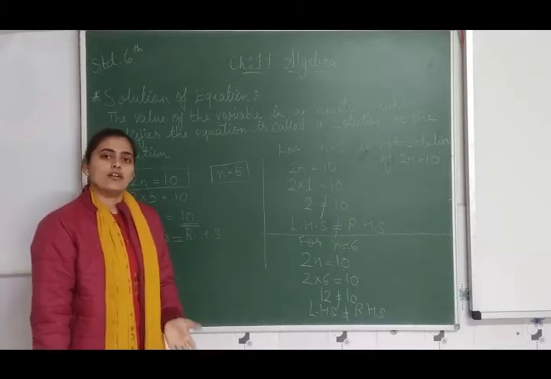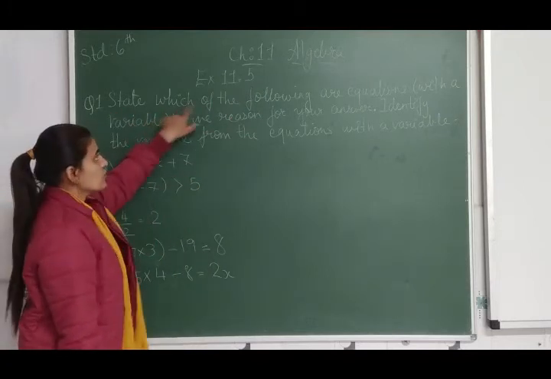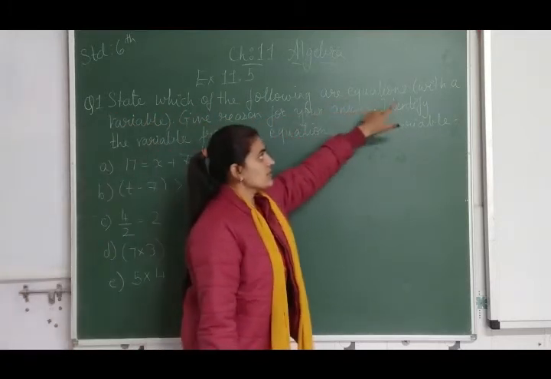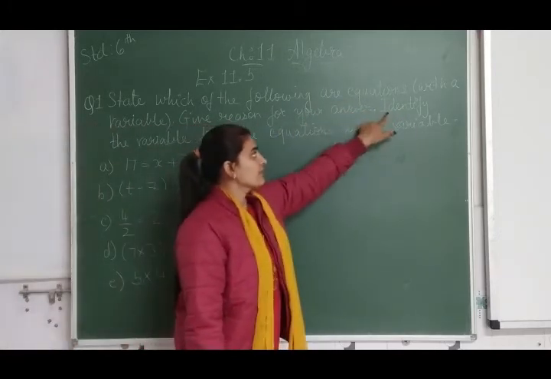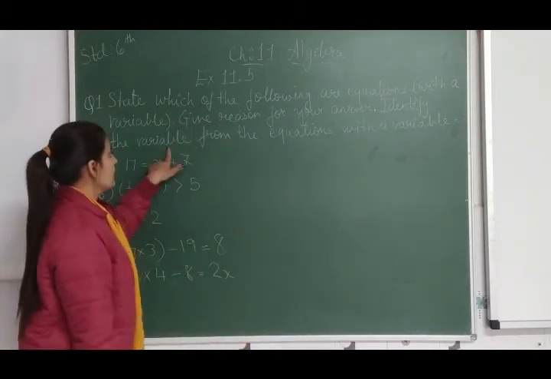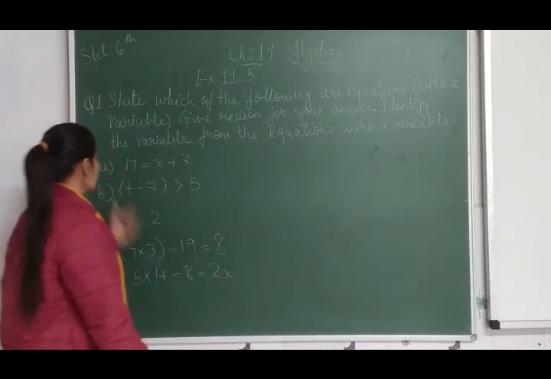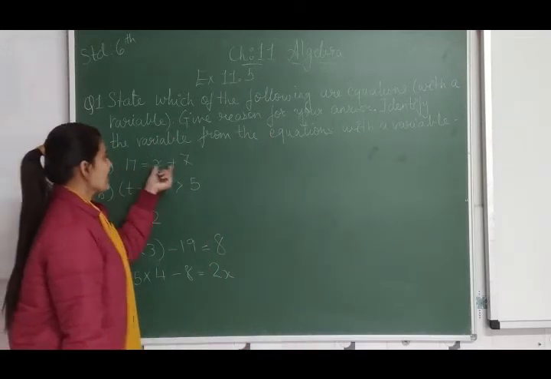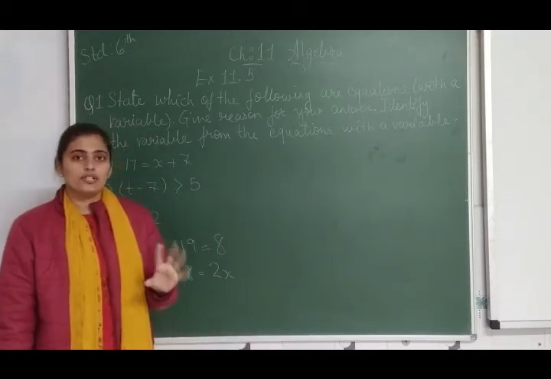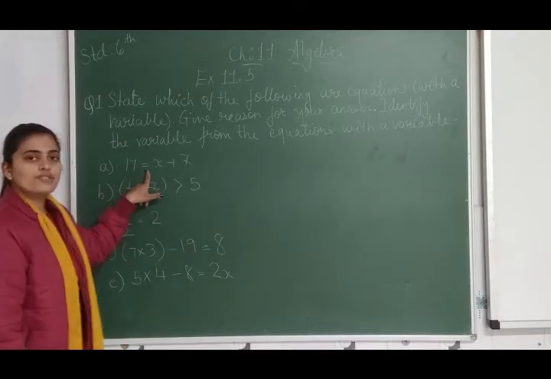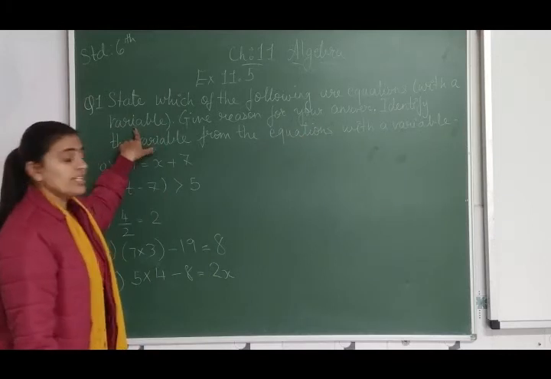Let us see now some other examples. Exercise 5.5, first question: State which of the following are equations with a variable. Give reason for your answer. Identify the variable from the equation with a variable. Now here A, 17 minus x plus 7. For an equation it is compulsory that there should be an equal to sign. So here you can see an equal to sign is there. Another thing is that with a variable it should have a variable.